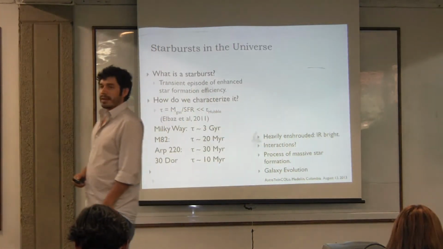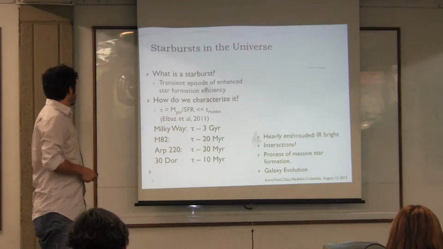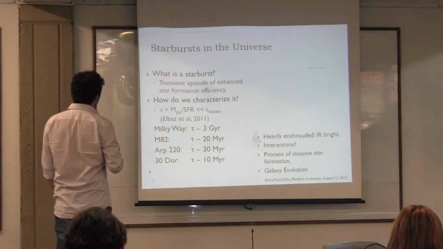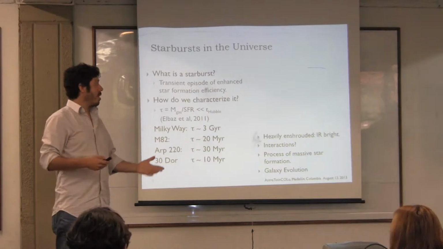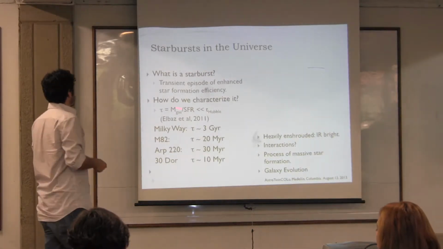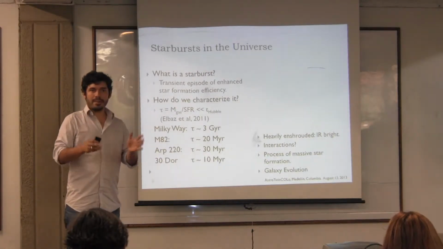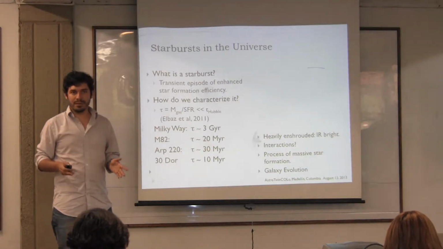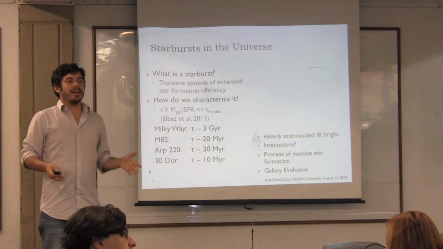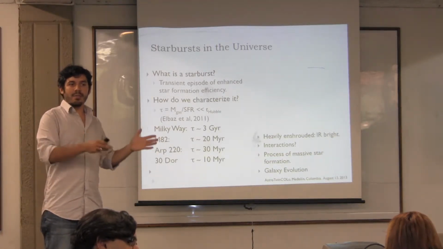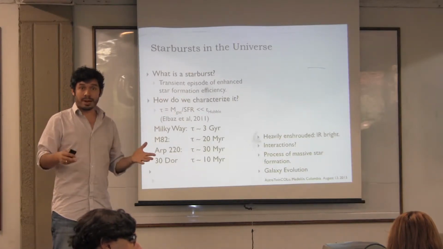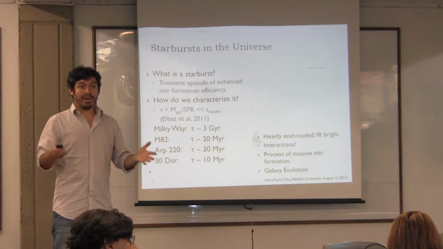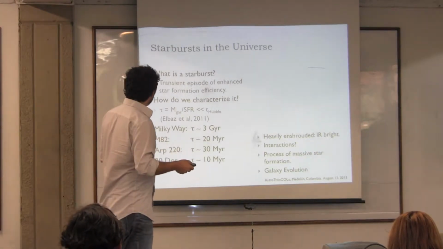And then, what are these weird objects that we call starbursts? There is really not an overall definition that everyone agrees on, but we can try to describe it in terms of a transient episode of enhanced star formation efficiency. So basically, these are regions in the universe where at a certain moment in time, the rate at which the gas is turning into stars increases dramatically, and we can see that in many different ways.